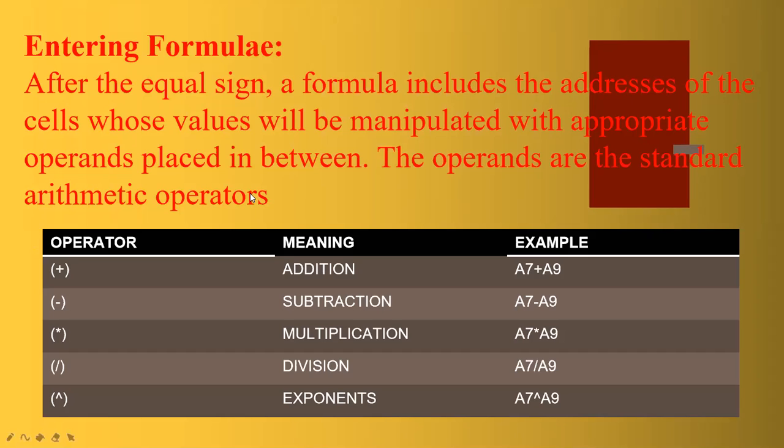The operands are the standard arithmetic operators. These are the operators, this is the meaning and example of these. Plus sign, A7 plus A9, minus sign, as given here. The asterisk sign: we don't have the proper arithmetic multiplication sign on the computer, so we have the asterisk for multiplication. We have slash for the division sign, and there is a caret sign for exponent, for giving the powers.